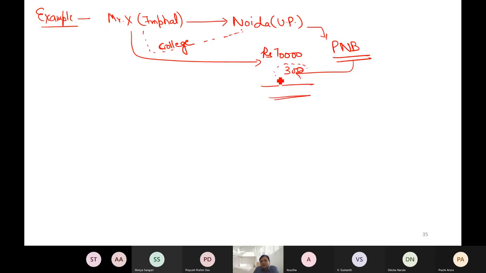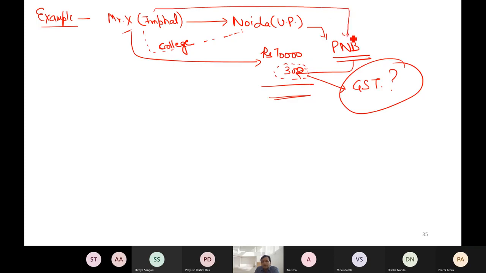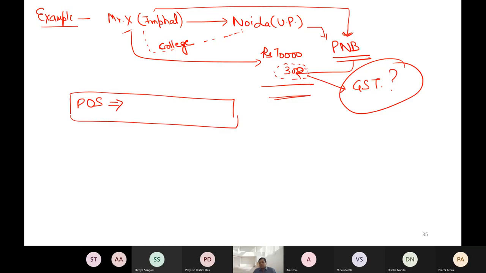Now this 300 is a service. 70,000 is not a service, it's a money transaction. 300 is a service on which there will be some GST. Now, this Mr. X does not have any account in PNB because he was new to Noida, UP. In this case, my question is, can you tell me the place of supply? Because it's a banking service. Can you tell me the place of supply? Any answer?